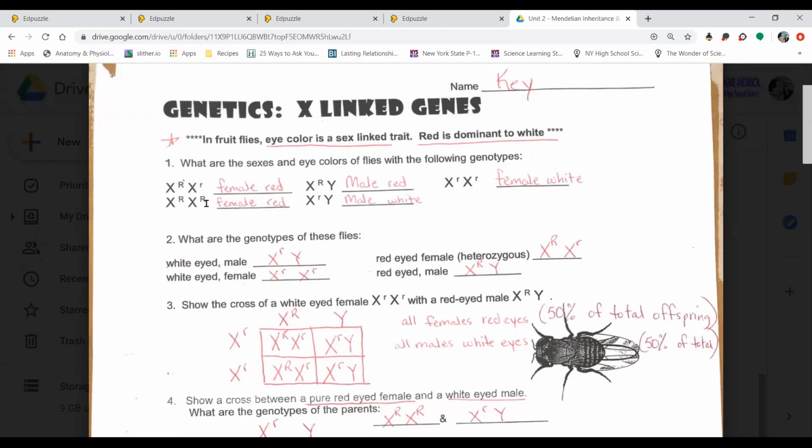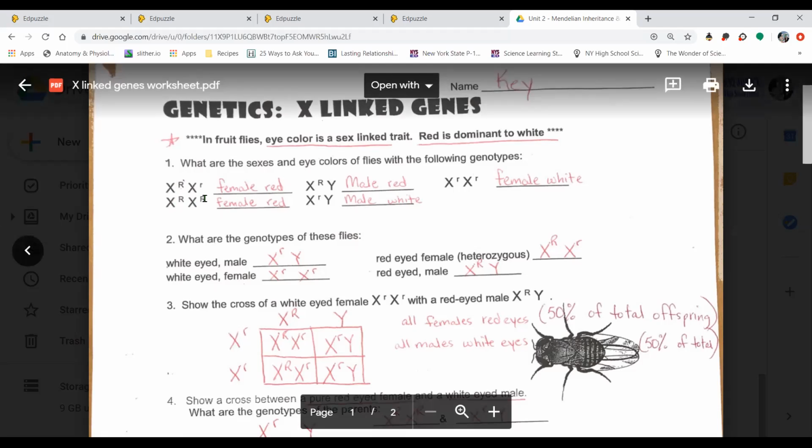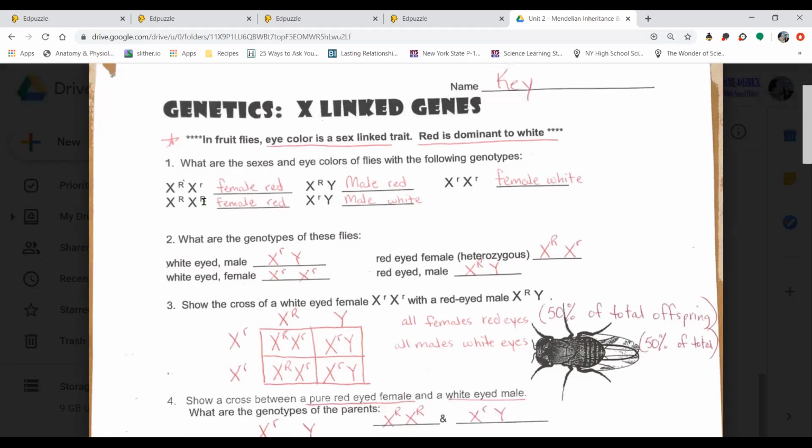This female underneath also is going to be red, but she just happens to have two dominant alleles. Remember, it doesn't matter if you have one dominant allele or two dominant alleles. Either way, you show the dominant trait, which in this case is red eyes. Now, this next problem, X capital R Y, you have to realize is a male, and he's going to show red because he has that one capital R.